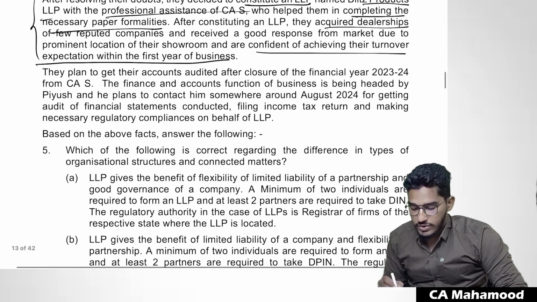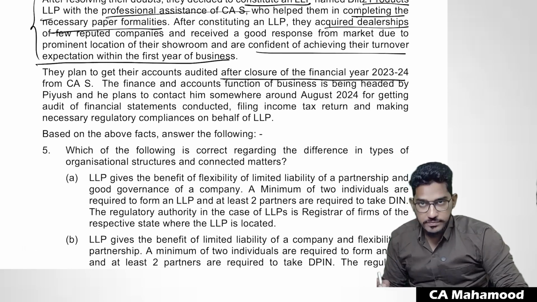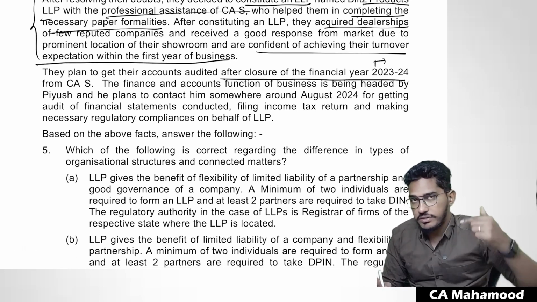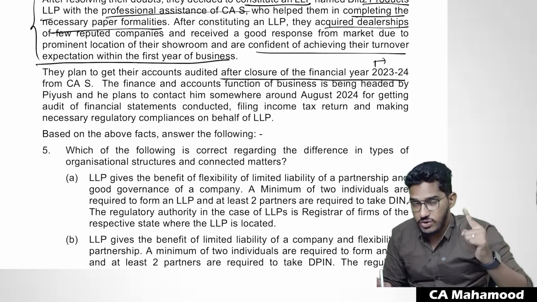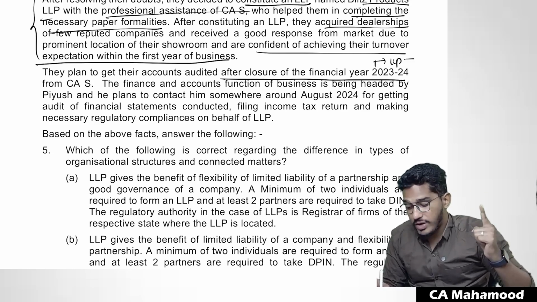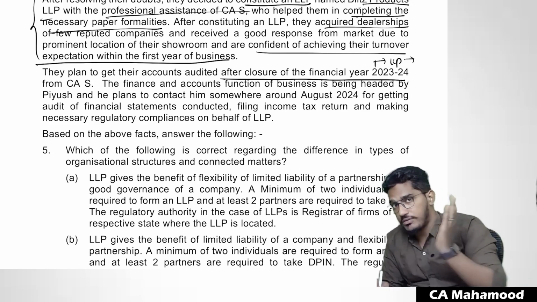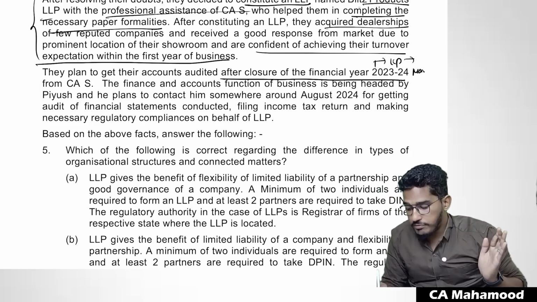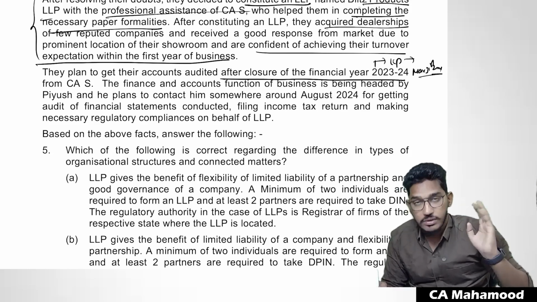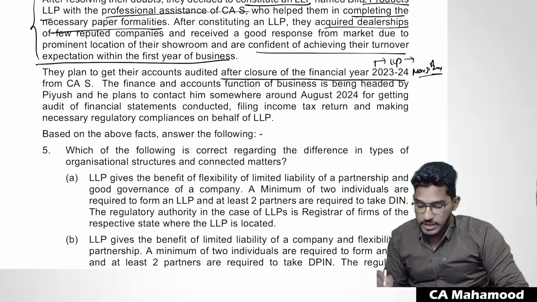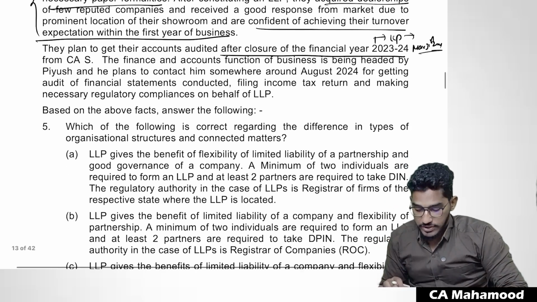They plan to get their accounts audited after closure of the financial year. So if you remember from the audit of different types of entities, the first auditor of the LLP should be appointed at any point of time before the closure of the financial year, which means on or before March 31st, 2024. They should have appointed the auditor, but they decided to do so after the closure of the financial year.